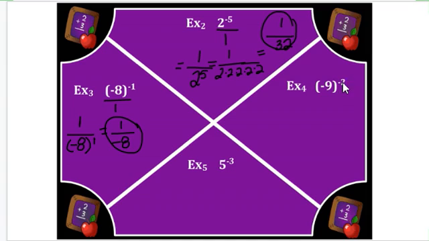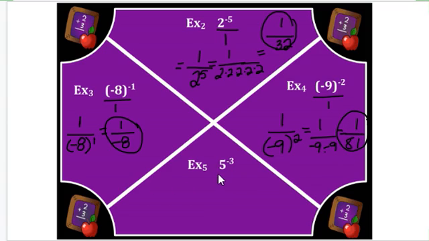Example 4. Again, here we have a negative exponent, so we want to make it a fraction. Put it over 1. We're going to send it to another floor, so negative 9 comes to the bottom. It becomes a positive 2 because they're happy now. Someone moves in on the top. We can expand that. It means negative 9 times negative 9. And we get 1 over 81 because a negative times a negative is a positive.